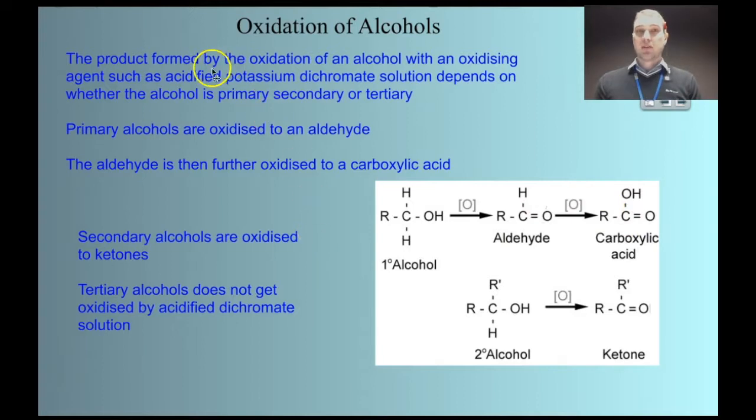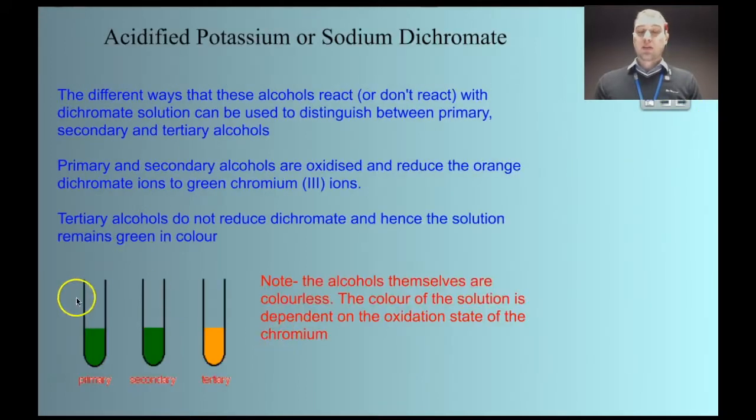The oxidizing agent we're using in this is called acidified dichromate solution. You can use many different oxidizing agents to do this oxidation of primary or secondary alcohols. We're specifically looking at acidified potassium dichromate because it has a pretty color change that we can use. So primary and secondary alcohols, when we mix them with acidified dichromate, reduce the dichromate ion to chromium ions, and when that happens we get a color change. Dichromate ions are orange, the chromium ions are green. So if you have a primary or secondary alcohol and you mix it with acidified potassium or sodium dichromate, the solution, once it's warmed, will turn from orange to green.